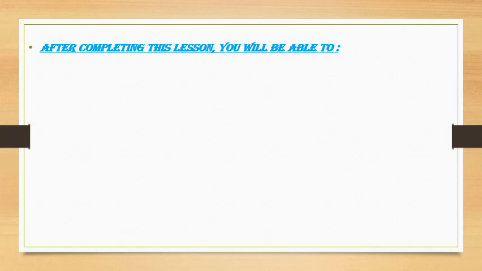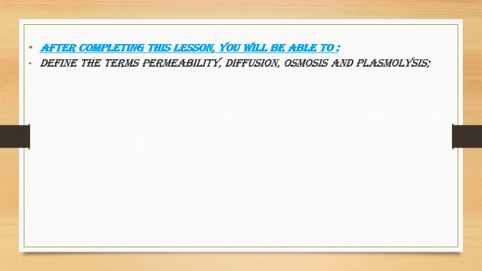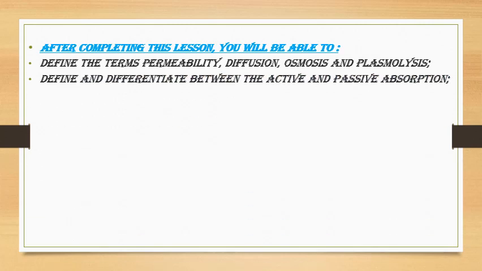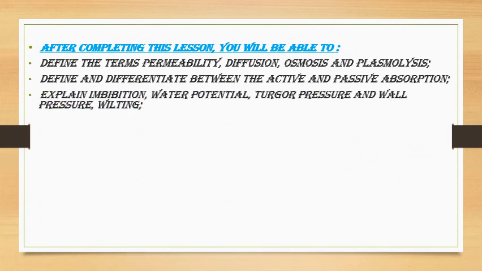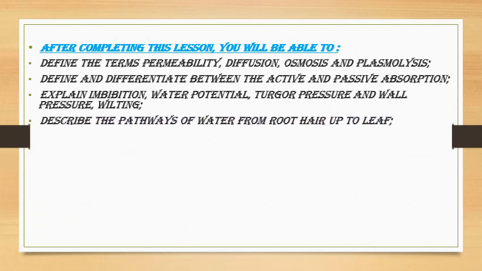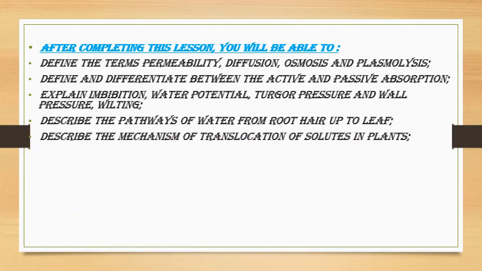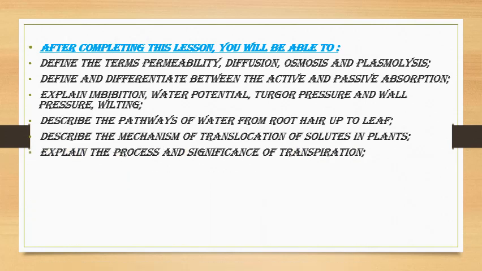After completing this lesson, you will be able to define the terms permeability, diffusion, osmosis and plasmolysis. Define and differentiate between active and passive absorption. Explain imbibition, water potential, turgor pressure, wall pressure, wilting. Describe the pathways of water from root hair up to leaf. Describe the mechanism of translocation of solutes in plants.